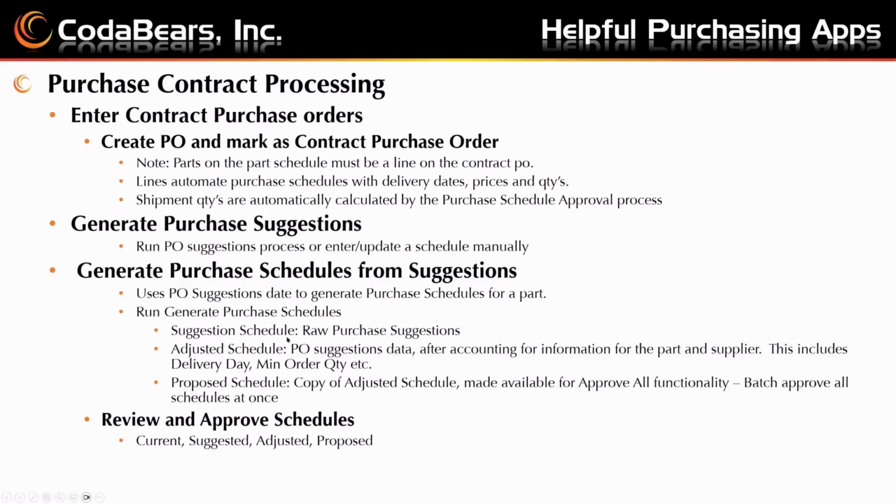Your suggestion schedule is the raw purchase order suggestion data. The adjusted schedule is the same PO suggestion data, but after accounting for the information from the part and the supplier, for instance, the delivery date, the minimum order quantities, etc. And then lastly, you'll end up with the proposed schedule, which is again a copy of the adjusted one, but it's made available for you to approve. Are these the purchase schedules that I would now like to turn into contract purchase orders? What's great is you have the ability to batch approve everything, or you can do them one at a time.